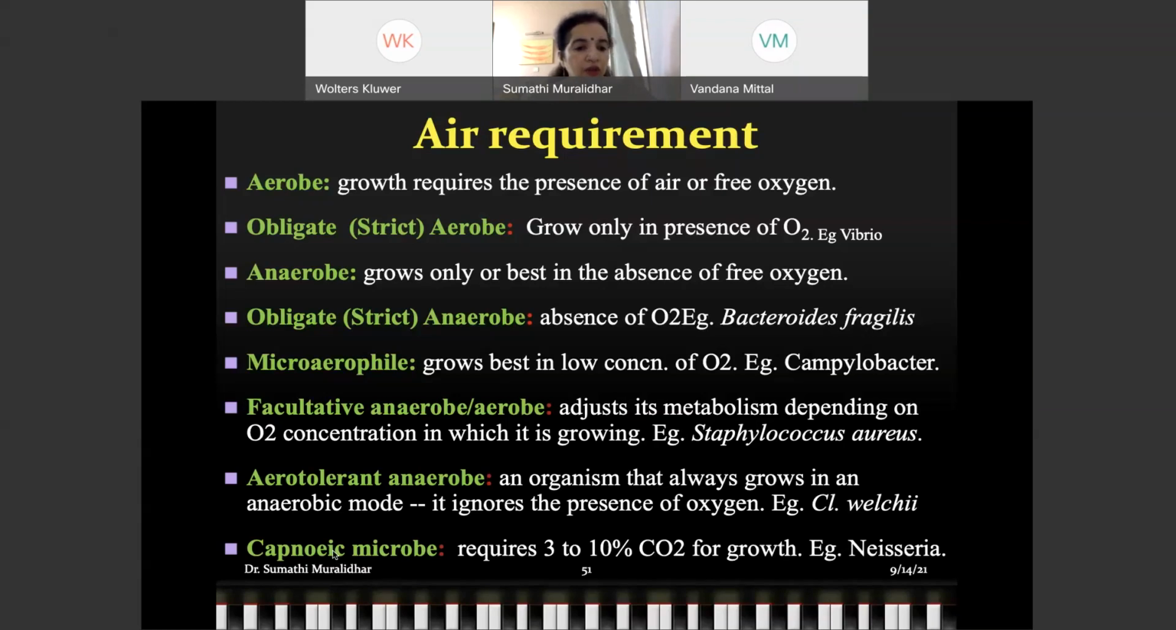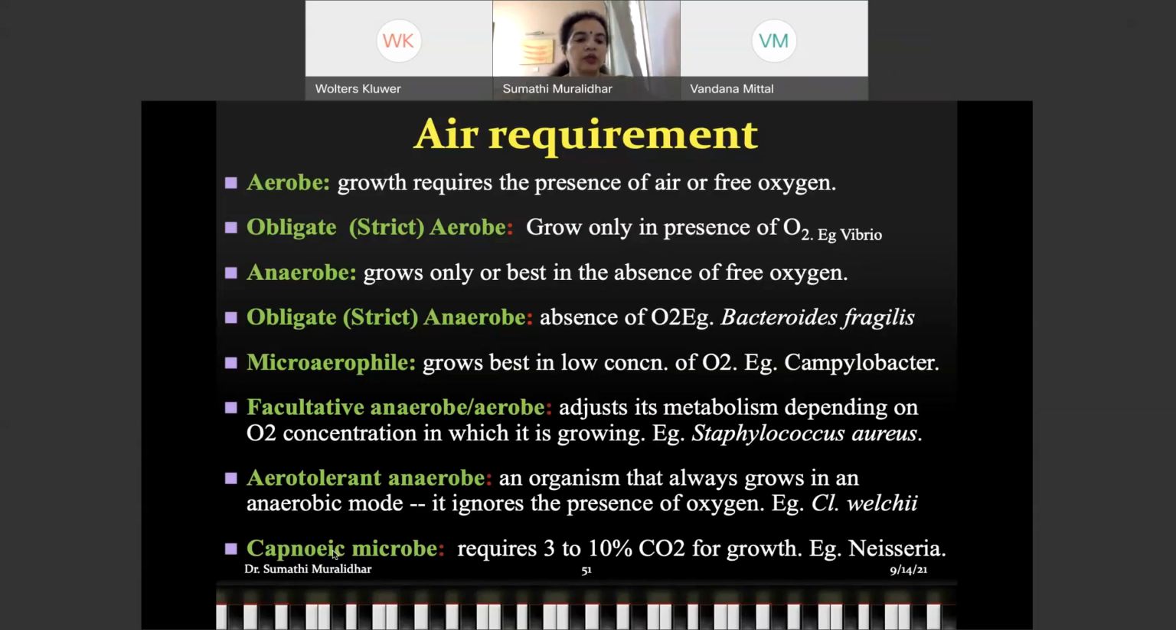Example, Bacteroides fragilis. Again, please remember when you write your answers in the exams, you have to give examples for every category. Then you have the microaerophilic. They grow best in low concentration of oxygen, for example, Campylobacter. Facultative anaerobes or aerobes means that it will adjust its metabolism depending on the oxygen concentration. Most of the medically important bacteria come under this category of facultative anaerobes or aerobes. So they will adjust themselves according to the presence of oxygen and grow.